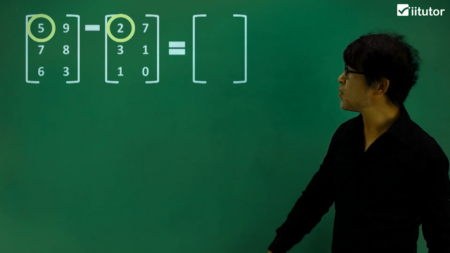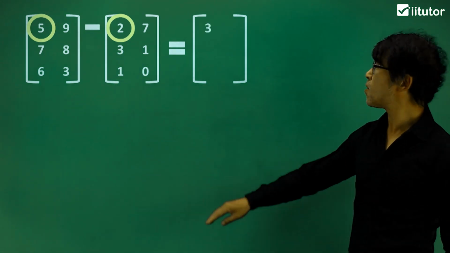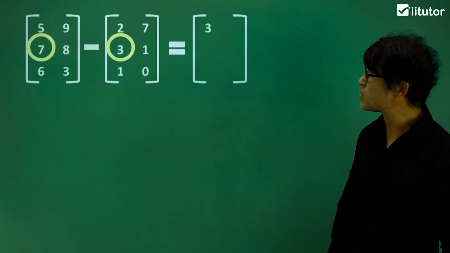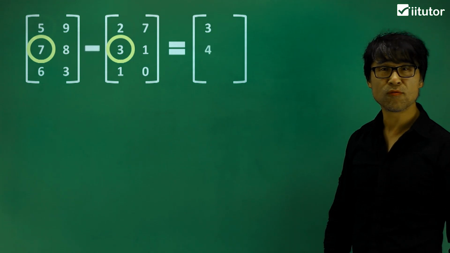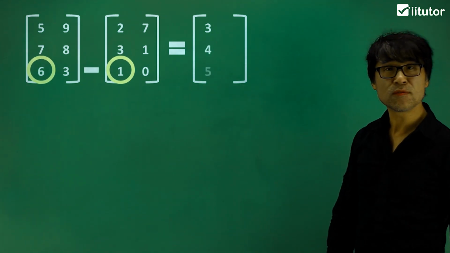The first one, so 5 minus 2, what is this? Yeah, 3, so right over here. Okay, next one, 7 minus 3, what is this? 4. Next one, 6 minus 1, which is 5.